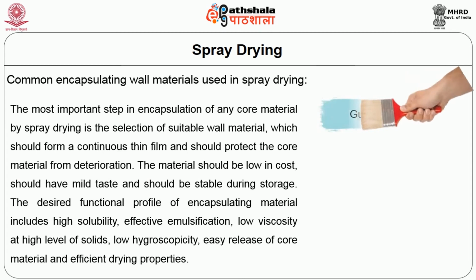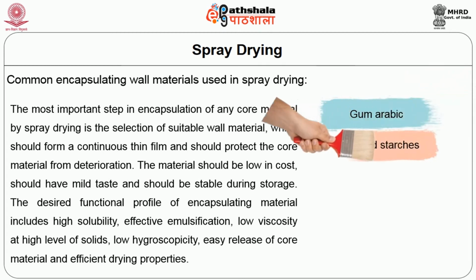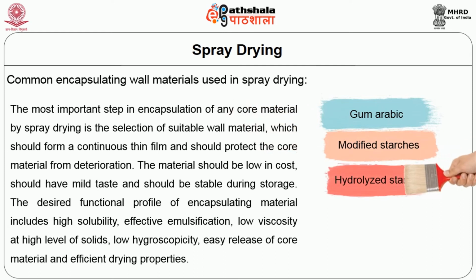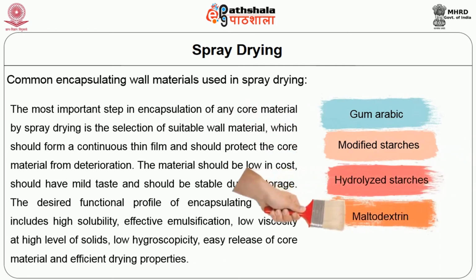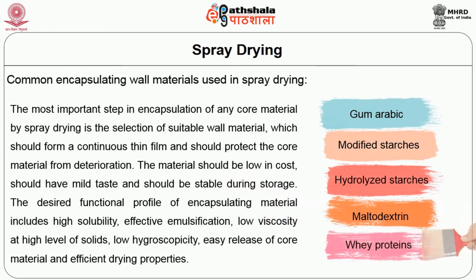The most important step in encapsulation of any core material by spray drying is the selection of a suitable wall material, which should form a continuous thin film and should protect the core material from deterioration. The material should be low in cost, should have mild taste, and should be stable during storage. The desired functional profile of encapsulating material includes high solubility, effective emulsification, low viscosity at high level of solids, low hygroscopicity, easy release of core material, and efficient drying properties.